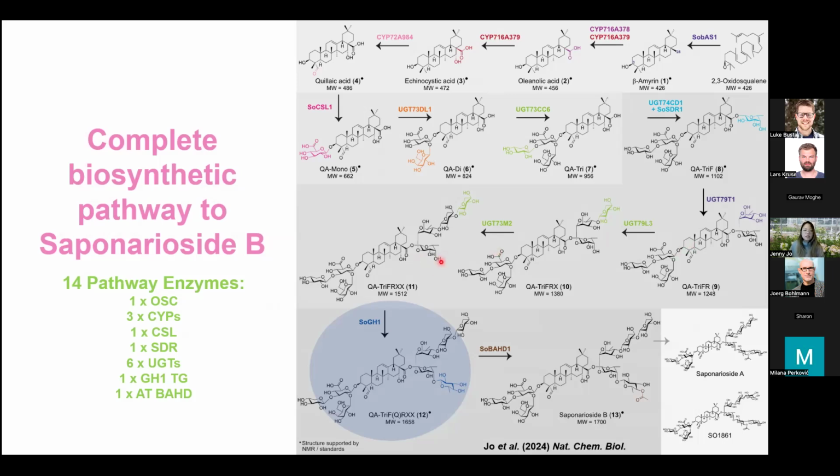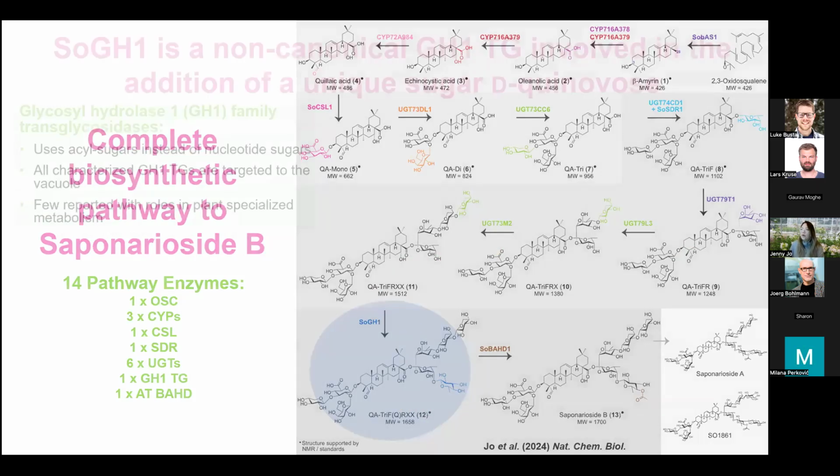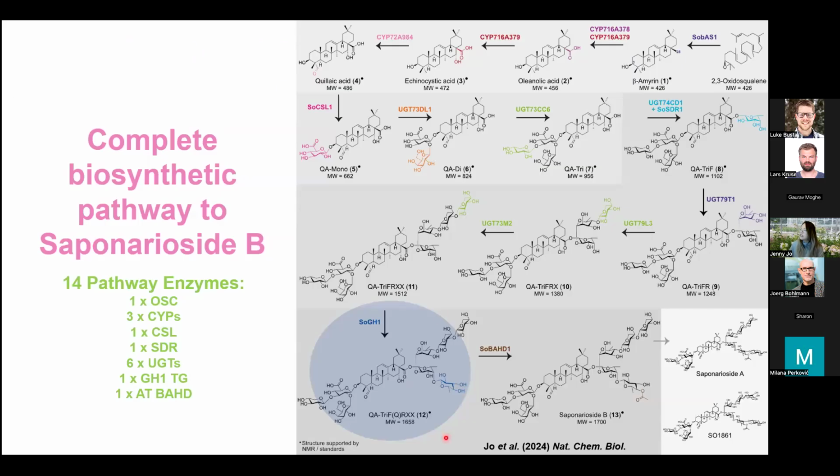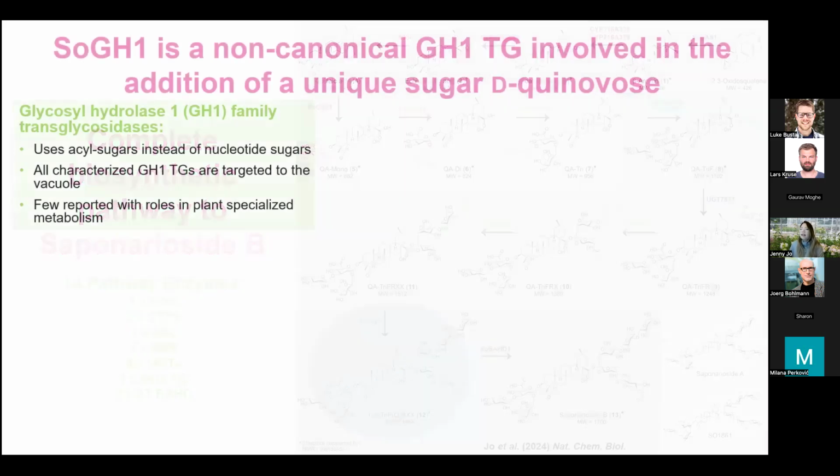The next part that I think is quite interesting is the addition of another quite unique sugar, which is quinavose, to the saponin backbone here. This is catalyzed by the gene SOGH1. SOGH1 is a member of the carbohydrate active enzymes like UGTs, but they're quite different. It belongs to the glycosyl hydrolase 1 family.